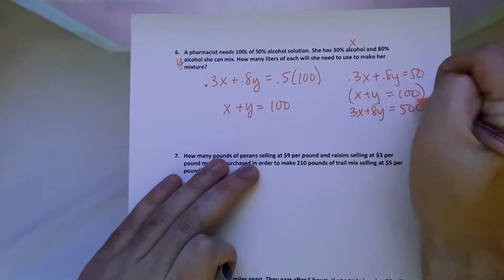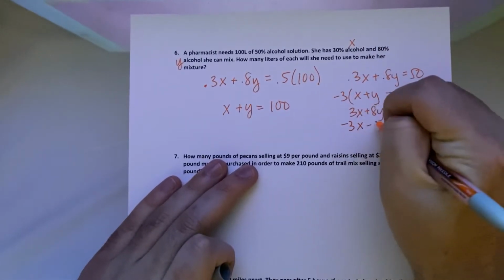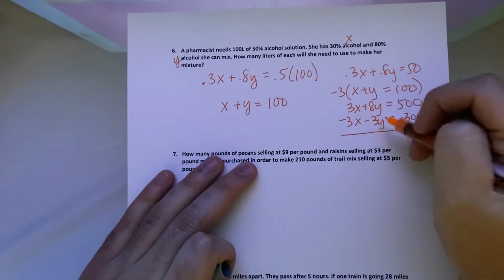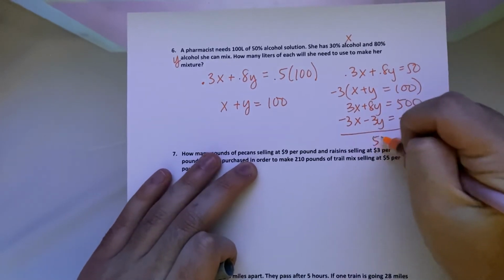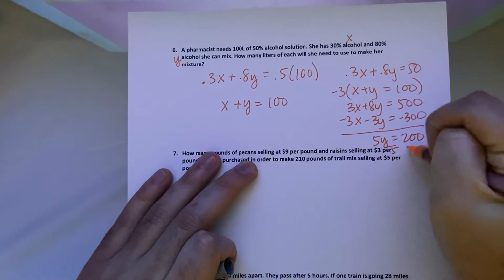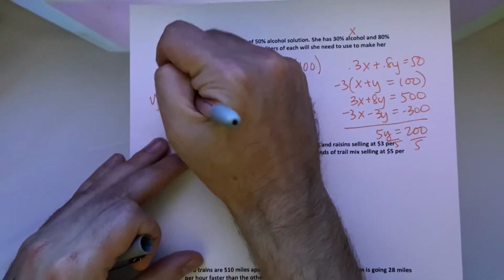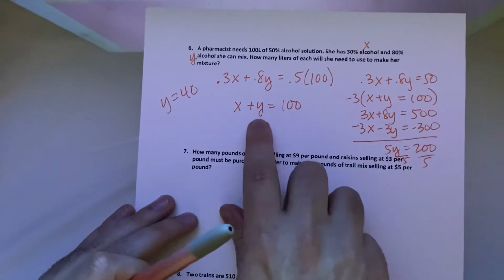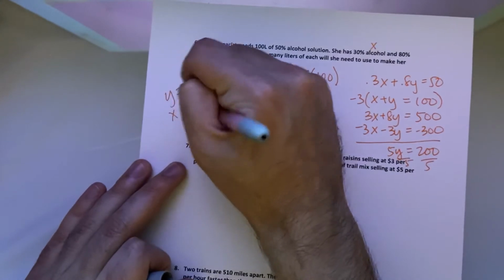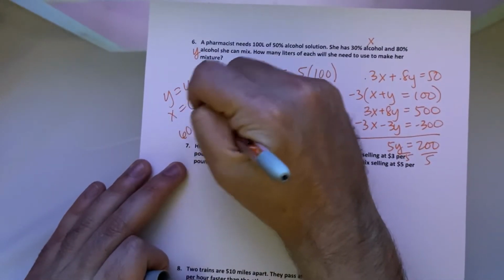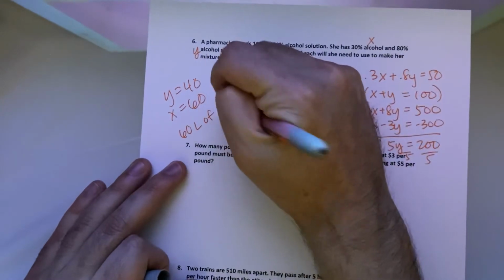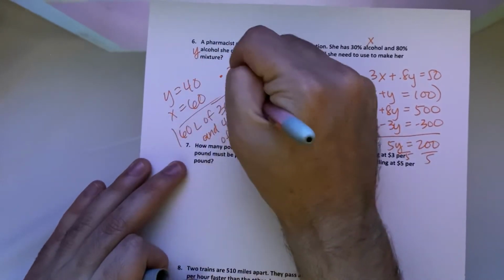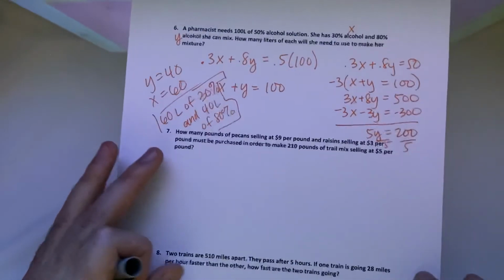I'm going to multiply this equation by -3. -3x minus 3y equals -300. I'm going to get, when I add these together, 5y equals 200. Divide by 5. Y is 40. So that's 40 liters of the 80% alcohol solution. I know x plus y is 100. When I plug it back in, that means x is 60. So 60 liters of 30% and 40 liters of 80% is my answer. This one is kind of tricky overall. Probably one of the harder word problems you can encounter.